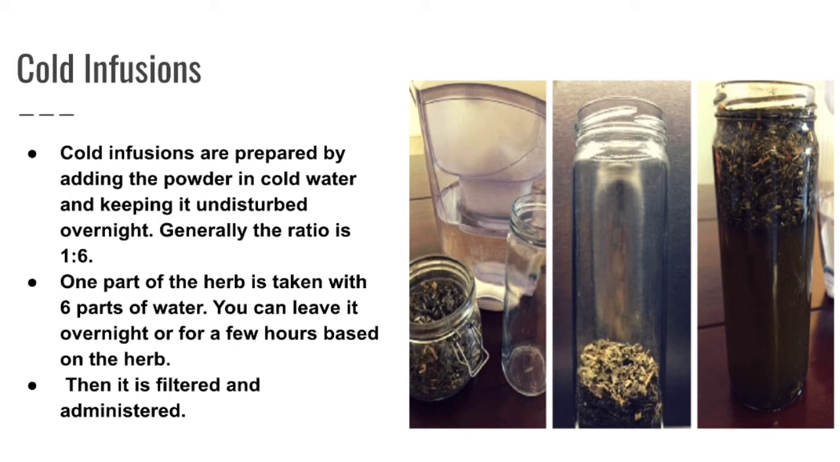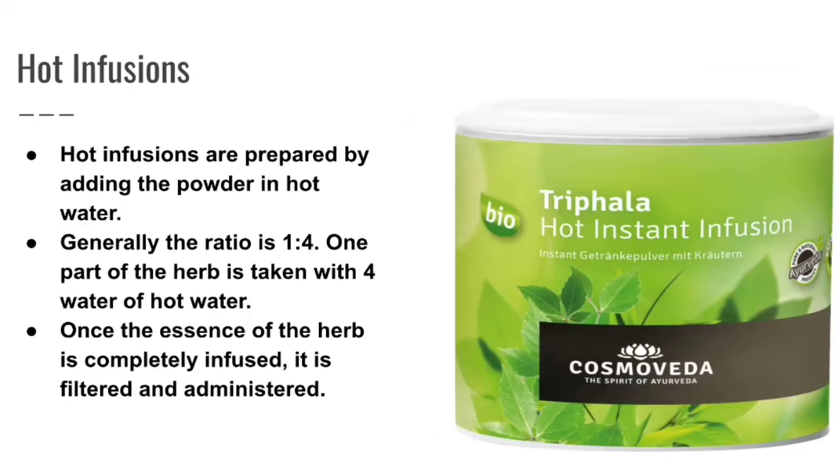So 1 part of the herb is taken, 6 parts of water is taken. It is kept undisturbed, and this decoction is then filtered and then it is administered.